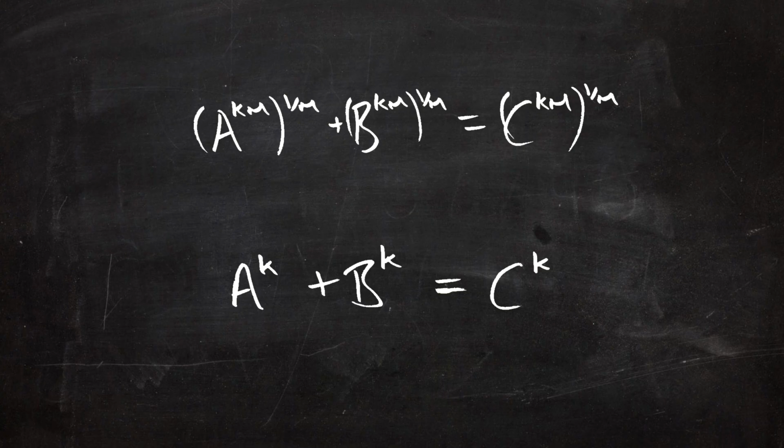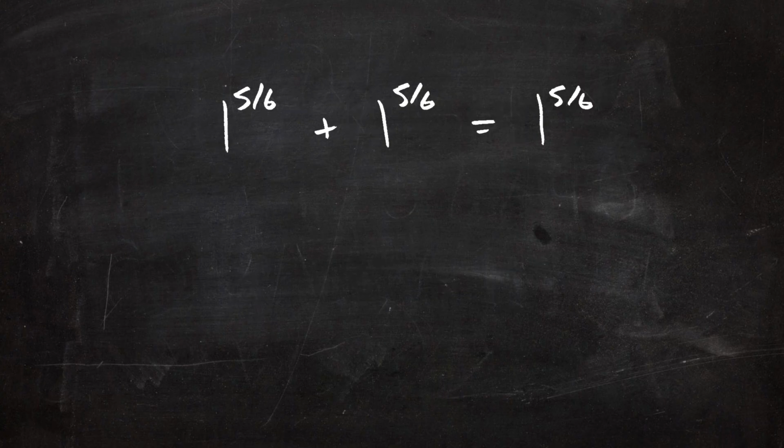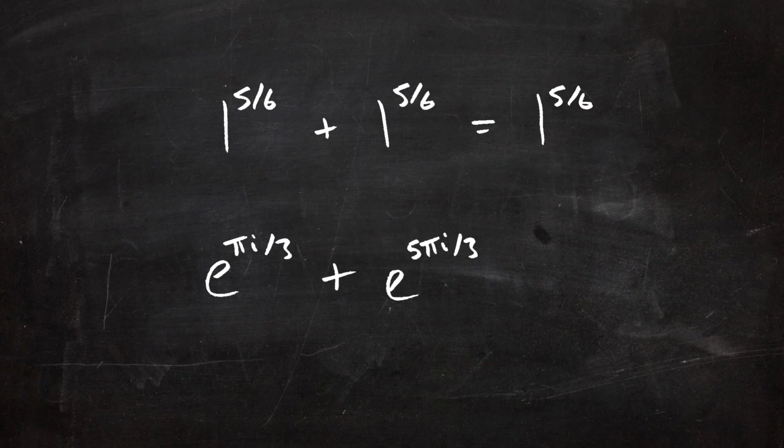One word of warning though, because there is a sense where this is true. 1 to the power 5/6 plus 1 to the power 5/6 equals 1 to the power 5/6. But that seems like bunk, because clearly the left-hand side is equal to 2 and the right-hand side is equal to 1. Except it doesn't have to be. For example, a 5/6 root of 1 could be e to the pi i over 3. And another 5/6 root of 1 could be e to the 5 pi i over 3. And a third 5/6 root of 1 could be 1 itself. And then this becomes a true equation.